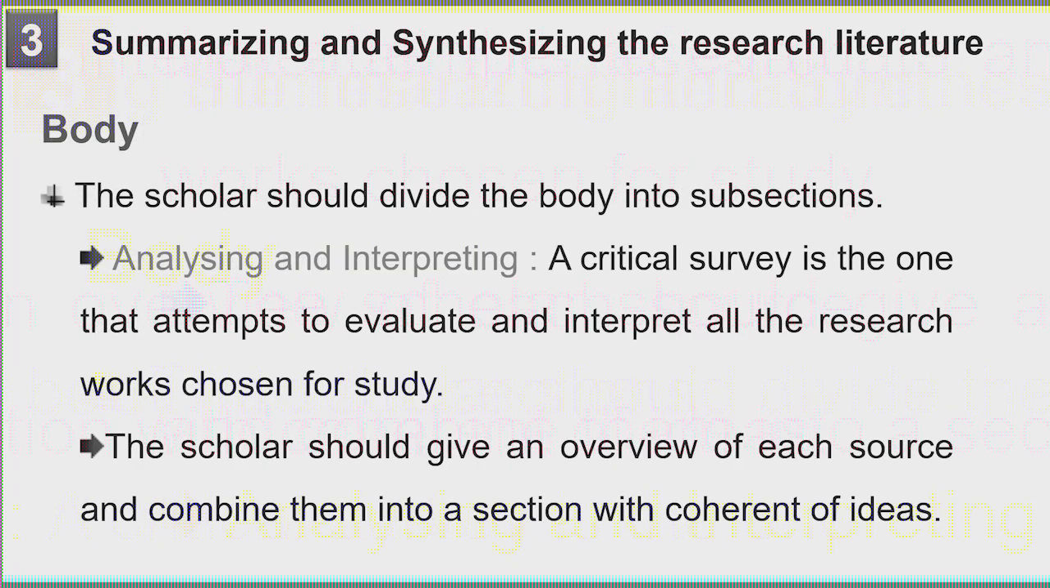The scholar should divide the body of the review of literature into subsections. The scholar can follow 3 sub-steps in the step of summarizing and synthesizing the research literature, namely analyzing and interpreting, summarizing and synthesizing, and critical evaluation. A critical survey is the one that attempts to evaluate and interpret all the research works chosen for study. The scholar should give an overview of each source and combine them into sections with coherent ideas.